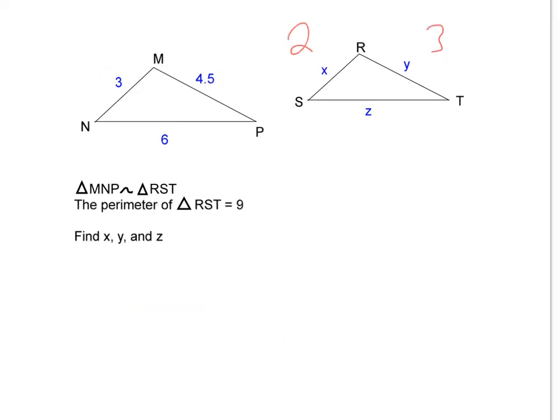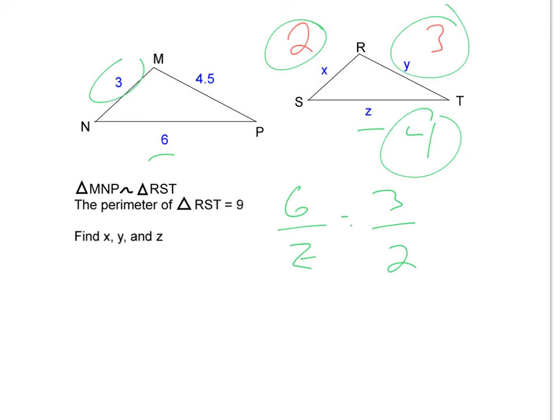So now to find z, z would correspond to 6. Now I'm going to actually go the other way. I'm going to go big to small. So 6 is to z as, and let's just use our sides now. Let's use the small sides right here, 3 and 2, as 3 is to 2. I'm hoping you can see without doing much math that z is going to be 4. If I cross multiply, we get that, but z is 4. So it looks like we have sides of 2, 3, and 4 to go with our other triangle of sides 3, 4.5, and 6.